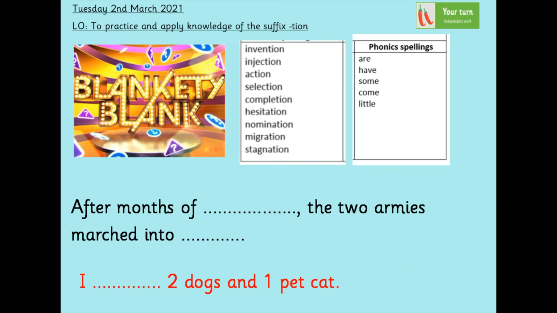Okay, we've got a bit of a trickier one here for the 5, 7 and 9 spellers because it's got 2 blanks in. After months of blank, the 2 armies marched into blank. What do you think those 2 blanks are? And the phonics spellers, it's I blank 2 dogs and 1 pet cat. What do you think the blank words are?